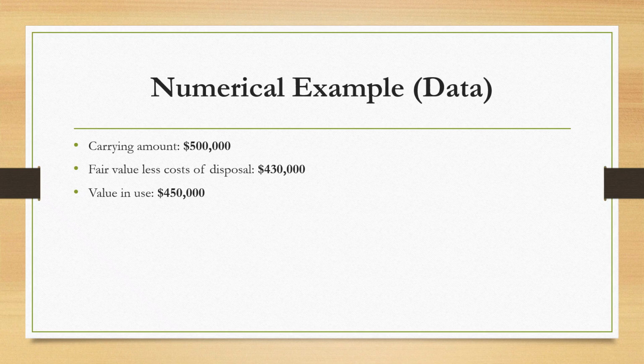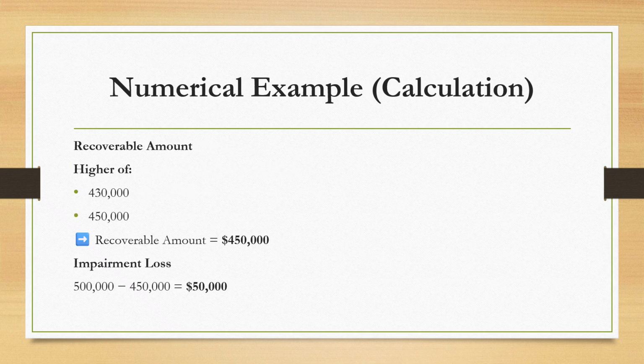The asset has a carrying amount of 500,000. Fair value less costs of disposal is 430,000. Value in use is 450,000. The recoverable amount is the higher of 430,000 and 450,000, which is 450,000, of course. Since the carrying amount is 500,000, we recognize an impairment loss of $50,000.